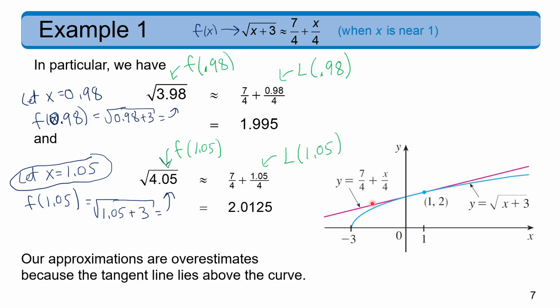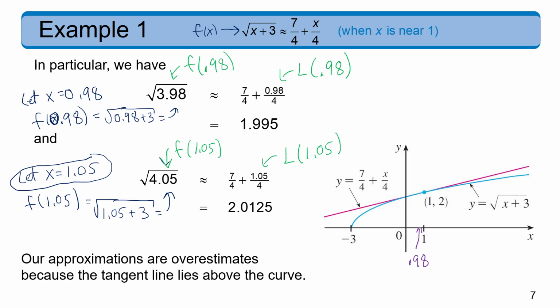Now let's relate this picture to these two values we computed. The square root of 3.98 was found by choosing x equal to 0.98, so just to the left of 1.